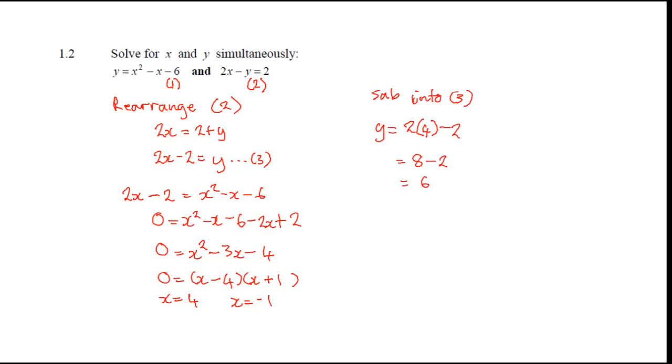Okay, we're also going to take this negative 1 and substitute it into there. So y is equal to 2 by negative 1 minus 2, which is equal to negative 2 minus 2, and that should give us negative 4. So we have our solution set. The first solution set is the one where x is 4 and y is 6, and the other solution is where x is negative 1 and y is negative 4. Alright, so that is the solution to that pair of simultaneous equations.